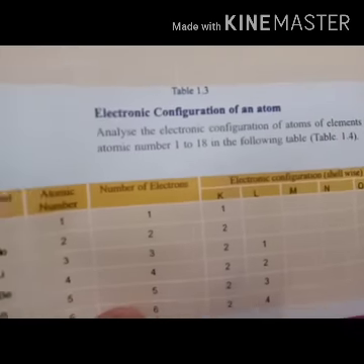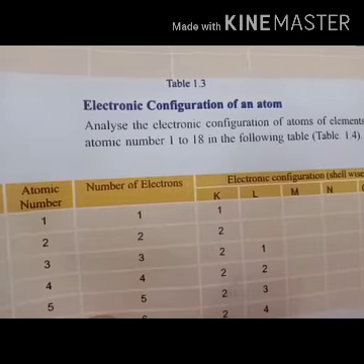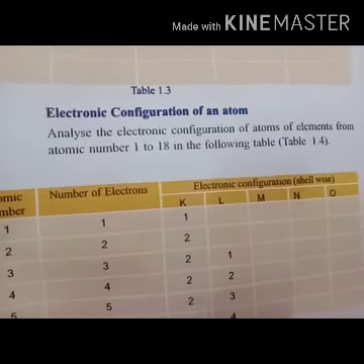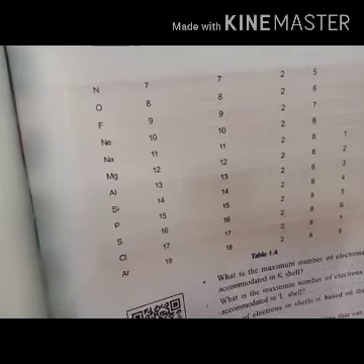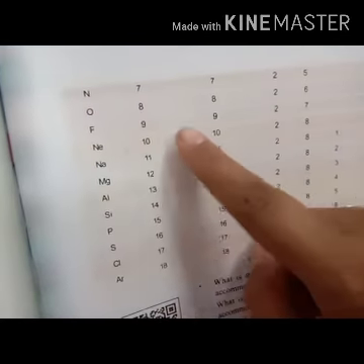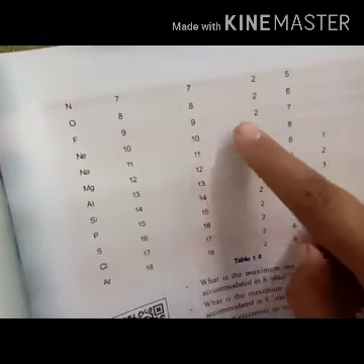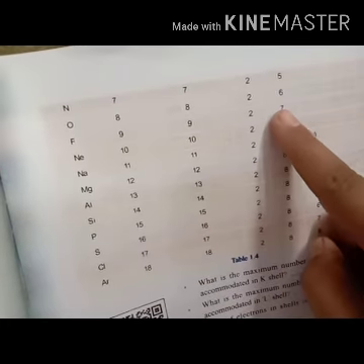Take a look at the table. Element hydrogen has atomic number 1. Number of electrons is 1, so that electron will enter the K shell. Now coming to fluorine. It has atomic number 9, so it has 9 electrons. First 2 electrons will enter the K shell and the next 7 electrons will enter the L shell.